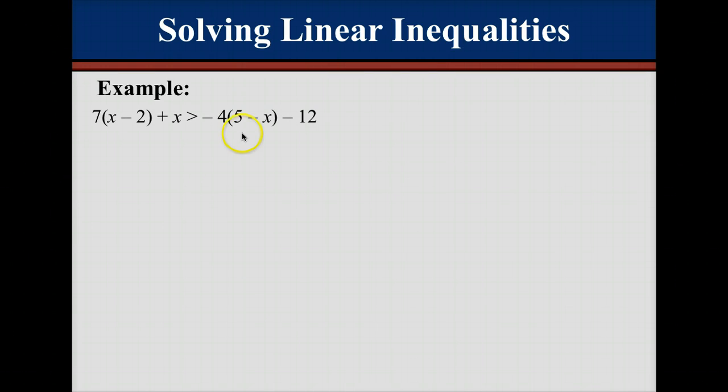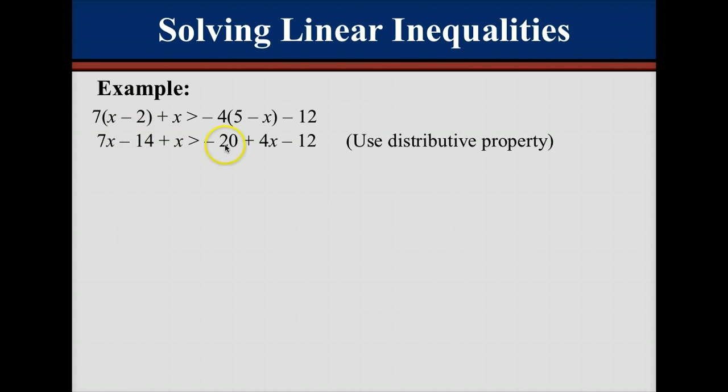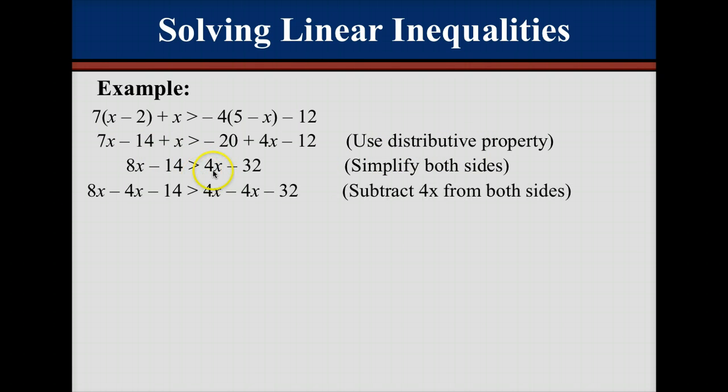Okay, this one's a little bit more complex. We've got 2 sets of parentheses, so let's start by using the distributive property to eliminate our parentheses. Now we've got some like terms, so let's combine our like terms by simplifying both sides. Very good. Let's subtract 4x from both sides and simplify.